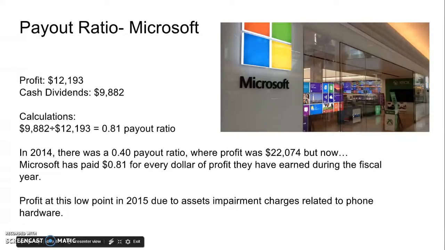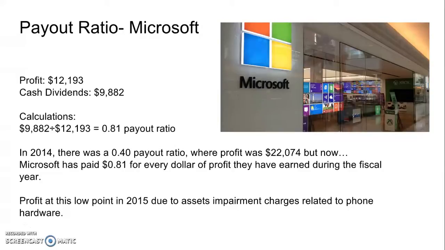Now, we must determine the payout ratio for Microsoft. Data is recorded in millions. Microsoft's cash dividends paid are $9,882 and profit is $12,193. Using the formula, you result in a 0.81 ratio for common shares.